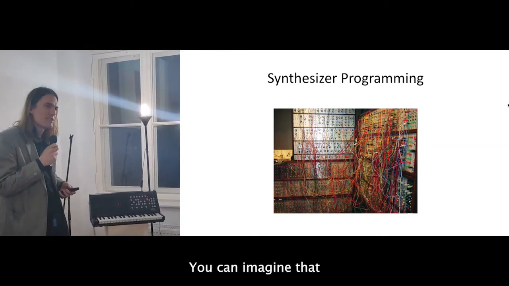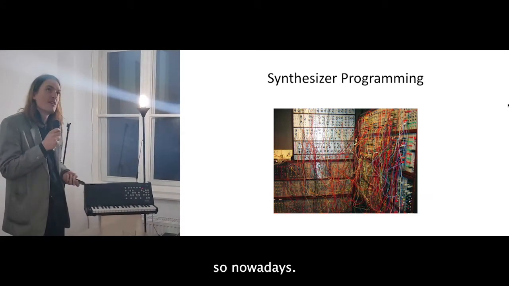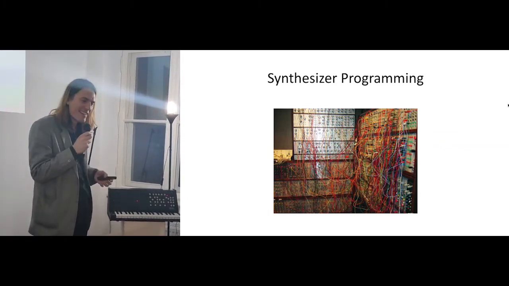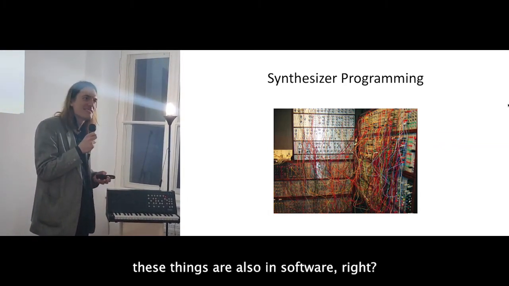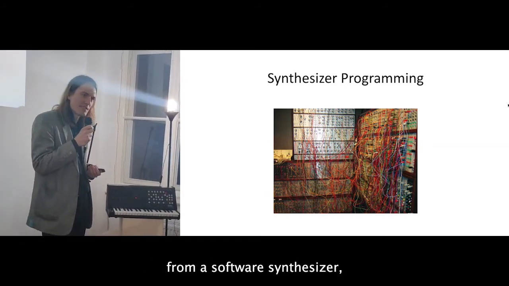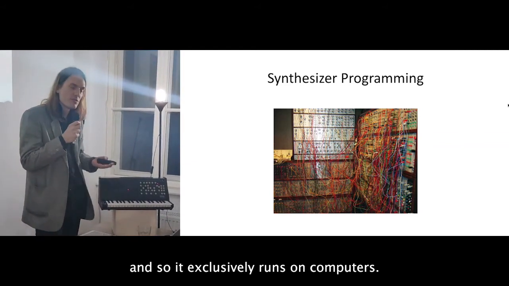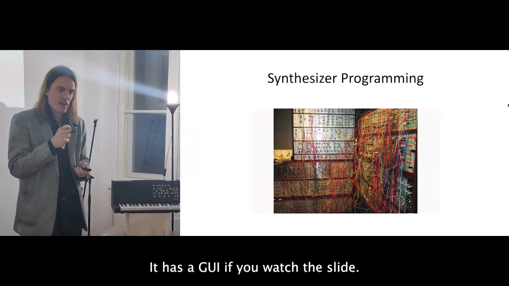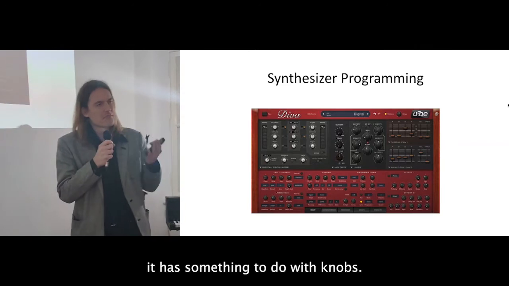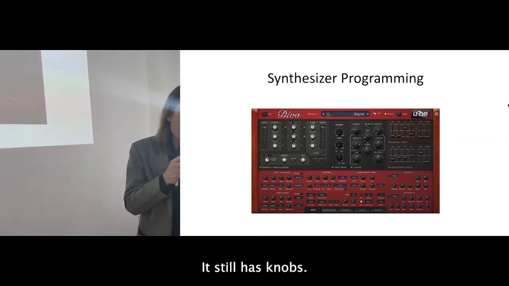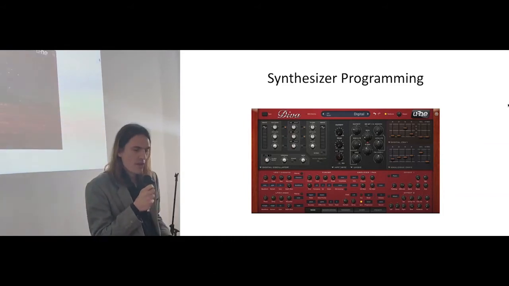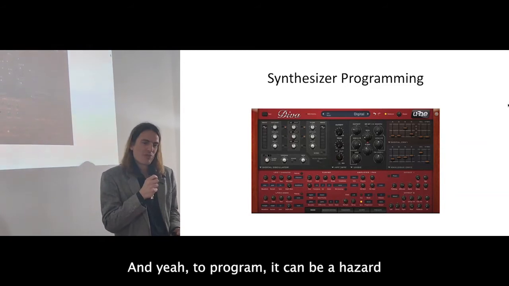Okay, you can imagine that this thing is from the 70s. So nowadays, actually it's a replica. It's pretty new, but you can imagine that nowadays these things are also in software, right? So the DIVA, the name for our project, is coming from a software synthesizer. So it exclusively runs on computers. It has a GUI. If you watch the slide, this is how it looks. You can still see it has something to do with knobs. Yeah, it still has knobs. This particular synthesizer has about 400 parameters. And yeah, to program it can be a hassle.